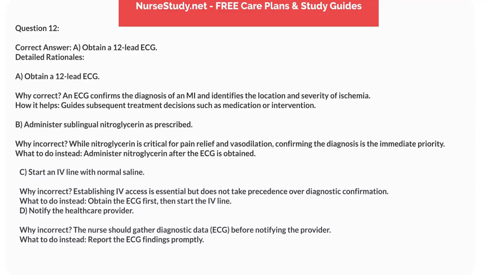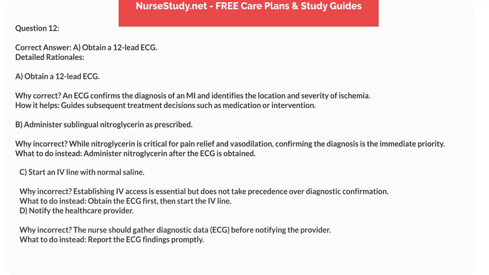Detailed rationales. A. Obtain a 12-lead ECG. Why correct? An ECG confirms the diagnosis of an MI and identifies the location and severity of ischemia. How it helps: guides subsequent treatment decisions such as medication or intervention. B. Administer sublingual nitroglycerin as prescribed. Why incorrect? While nitroglycerin is critical for pain relief and vasodilation, confirming the diagnosis is the immediate priority. What to do instead? Administer nitroglycerin after the ECG is obtained.